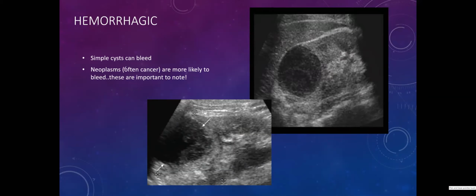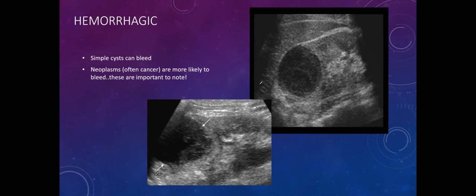But neoplasms, now some cancers are cystic. Not every cancer is a solid cancer. Some of them are cysts. But a neoplasm really means new growth. Cysts are not neoplasms. Simple cysts are not anyway. But neoplasms are neoplasms, and they have blood flow to them. They are more likely to bleed, especially if it's cancer. They're more likely to bleed. So this is important to note.